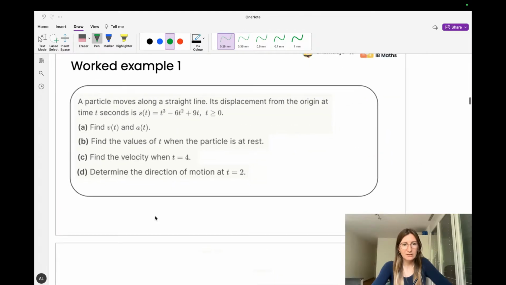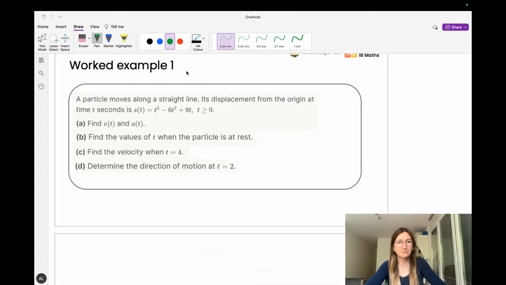Okay, let's see with some worked examples. A particle is moving along a straight line. Its displacement from the origin at t seconds is the following function. So my displacement function is given here, and obviously time is more than or equal to 0. Find the velocity function and find the acceleration function. Let's do A and write that function again.